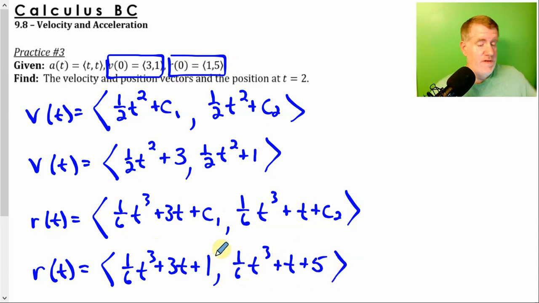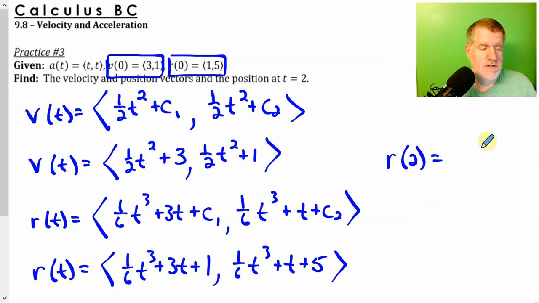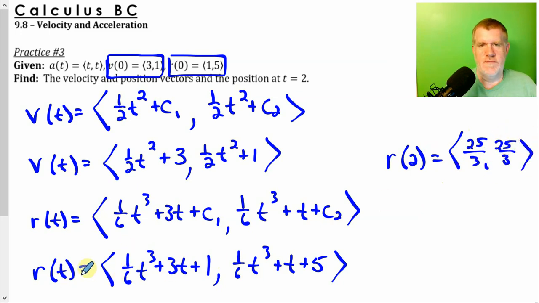And then the question is, what's position at 2? So you just plug 2 into this right here, and I'm not going to do all the math. You got to trust me on this one. You get 25/3 when you plug in 2. 8/6 plus 6 plus 1. This would be 8/6 plus 2 plus 5. All right. Cool. Last one.